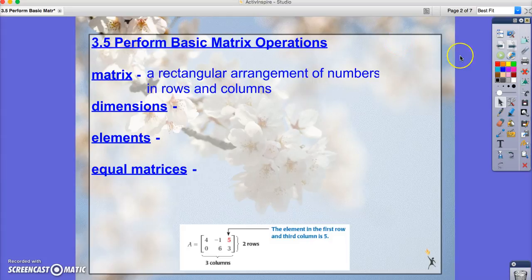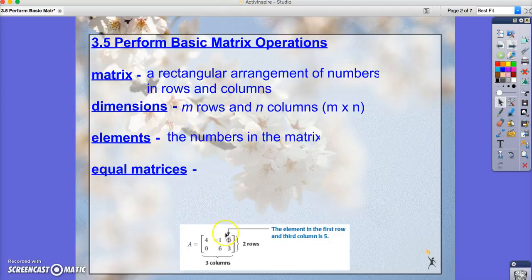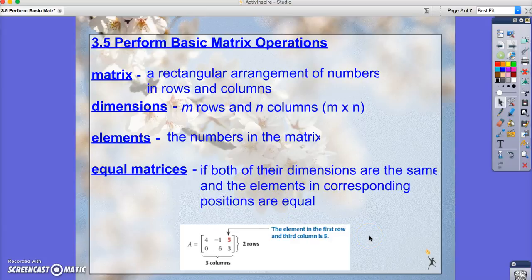Let's start off first and foremost. You guys can copy this down. What is a matrix? A matrix is a rectangular arrangement of numbers in rows and columns. Dimensions: m rows and n columns, m by n. I remember RC. So if you look at our little example here, we have 2 rows, 3 columns. The elements are the numbers in the matrix. So it shows you here the element in the first row and third column is 5. And then equal matrices: both of their dimensions are the same, and the elements in corresponding positions are equal. We'll talk a little bit more about that as we go on.